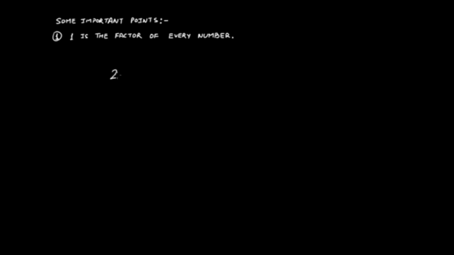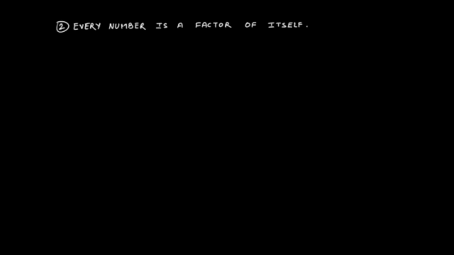Similarly, you take any number. I take 22. 1 is a factor of every number, and therefore for 22 you can write 1 multiplied by 22, right? And therefore we could say that 1 is a factor of 22. In fact, you take any number and 1 would always be a factor of it.